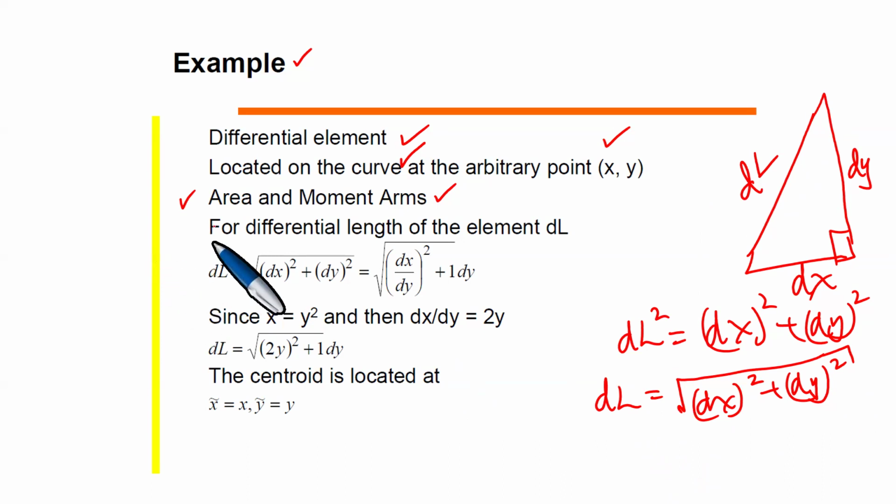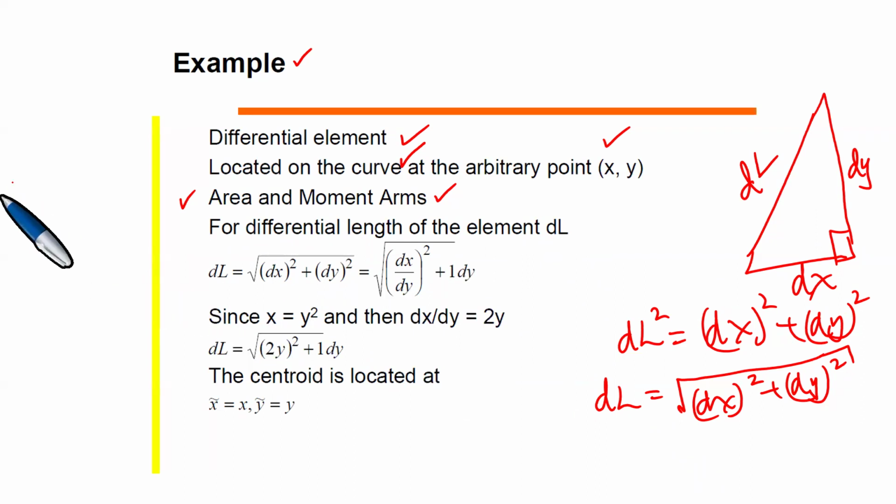Okay, we're good. Right, so the area and moment arms. Let us discuss the area and moment arms for the differential length of the element dl. What is dl? We have seen that using Pythagoras theorem, dl squared is dx squared plus dy squared. Solving for dl, making dl the subject, we take the square root of dx squared plus dy squared.